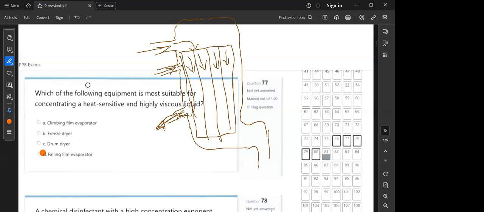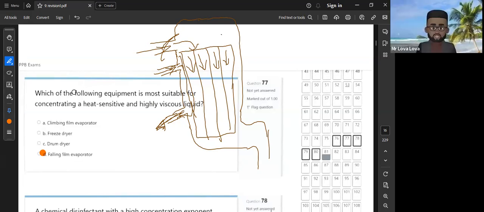Okay, what I'm seeing is freeze drying is more effective compared to the other methods. What was the explanation?